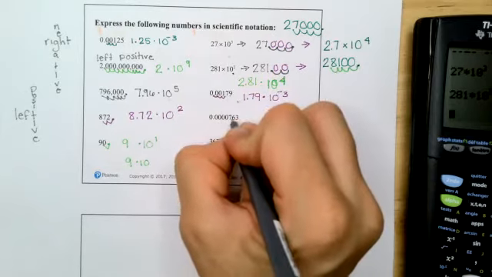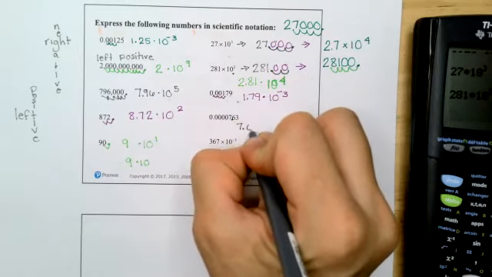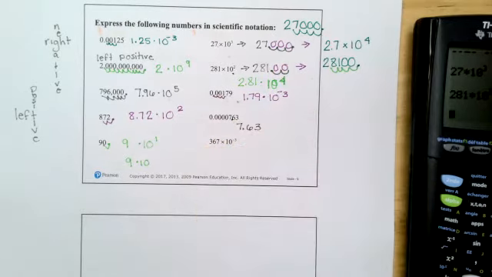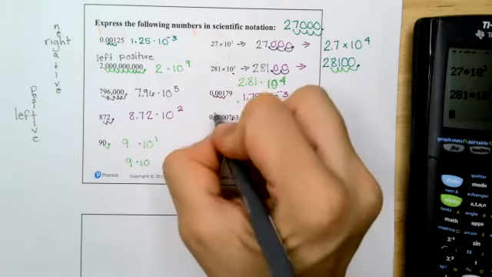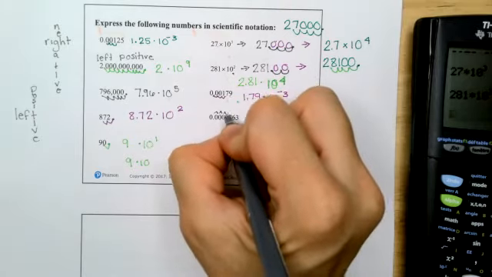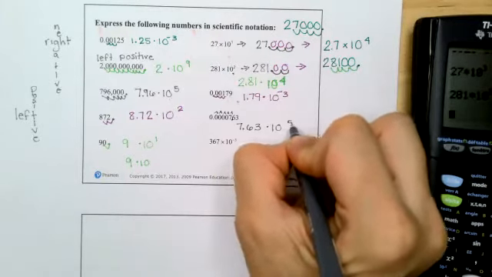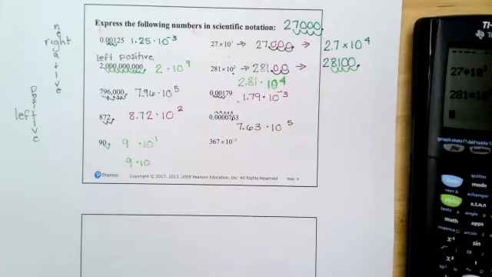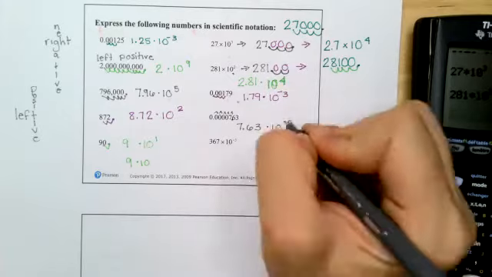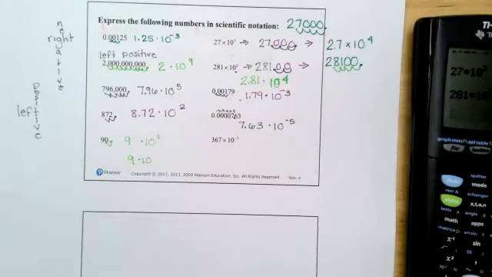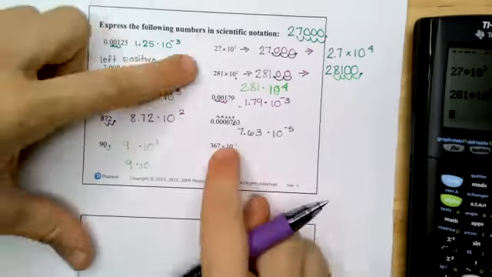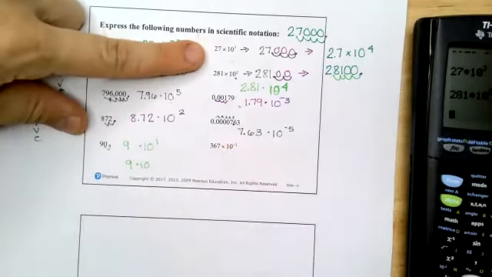Same here. I'm going to end up at 7.63. How many spaces did I have to move it? 1, 2, 3, 4, 5. Times 10 to the 5th, but I had to move it to the right. So that's a negative. So it's 5 negative. Yes. Thank you. All right, this is another one like these. Don't get scared.